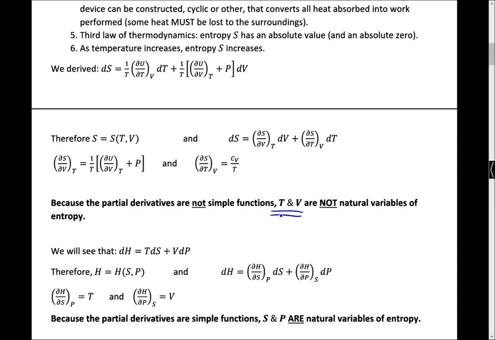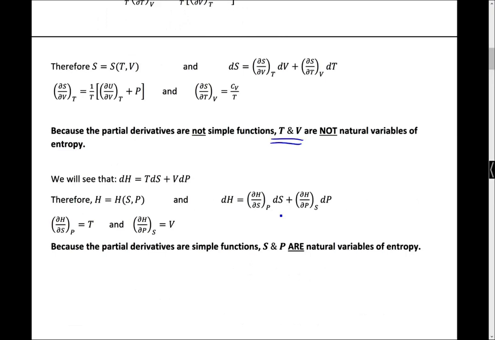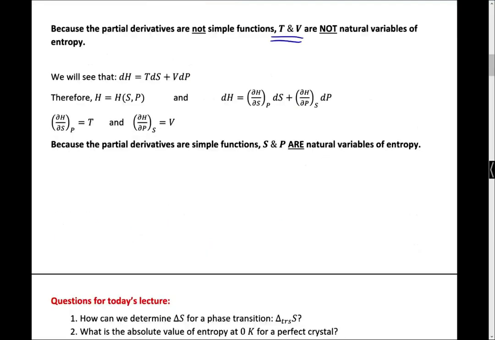For comparison, we will show today that dH is the same as TdS plus VdP. I look at that differential equation, and it tells me that the enthalpy depends on entropy changes and changes in pressure. So we can say from this equation that enthalpy depends on S and P. That means this first term is dH/dS, and this second term is dH/dP. We see that those are simple functions. Because these are simple functions, we can conclude that entropy, S, and pressure, P, are natural variables for enthalpy. So that's what you're responsible for on the exam at this point.